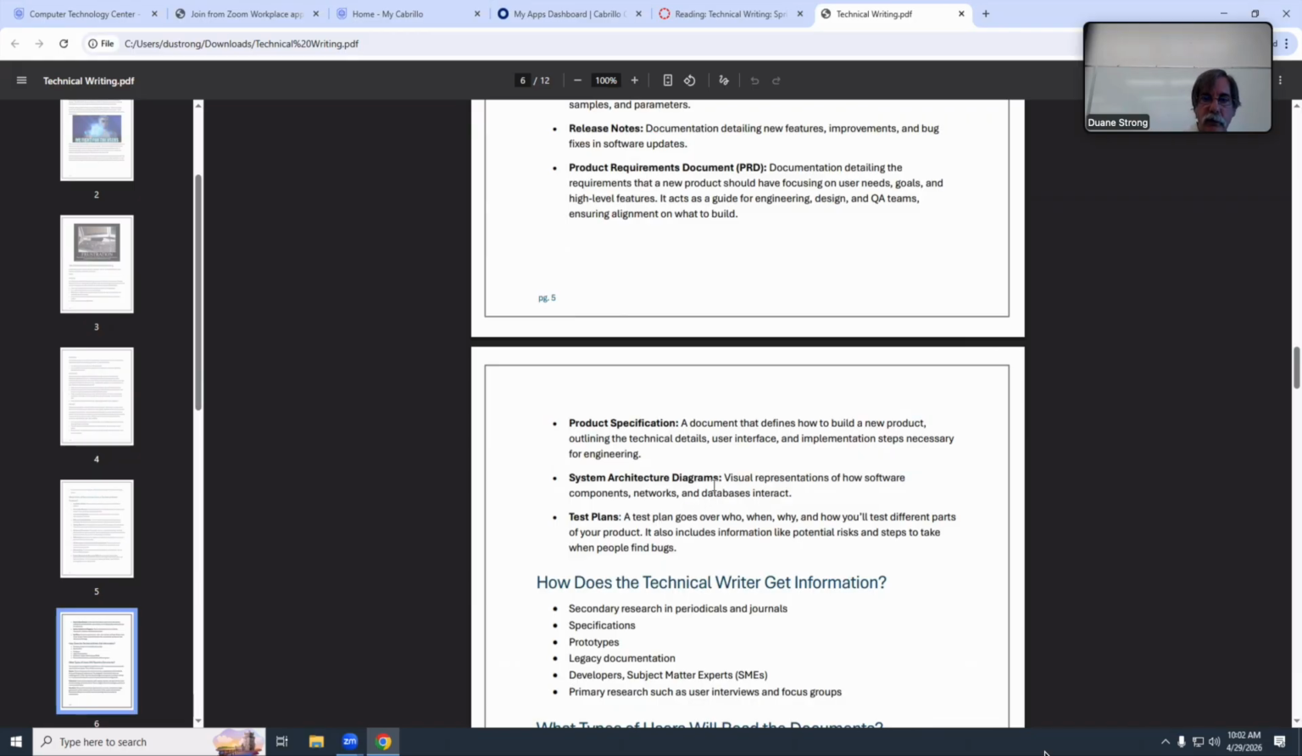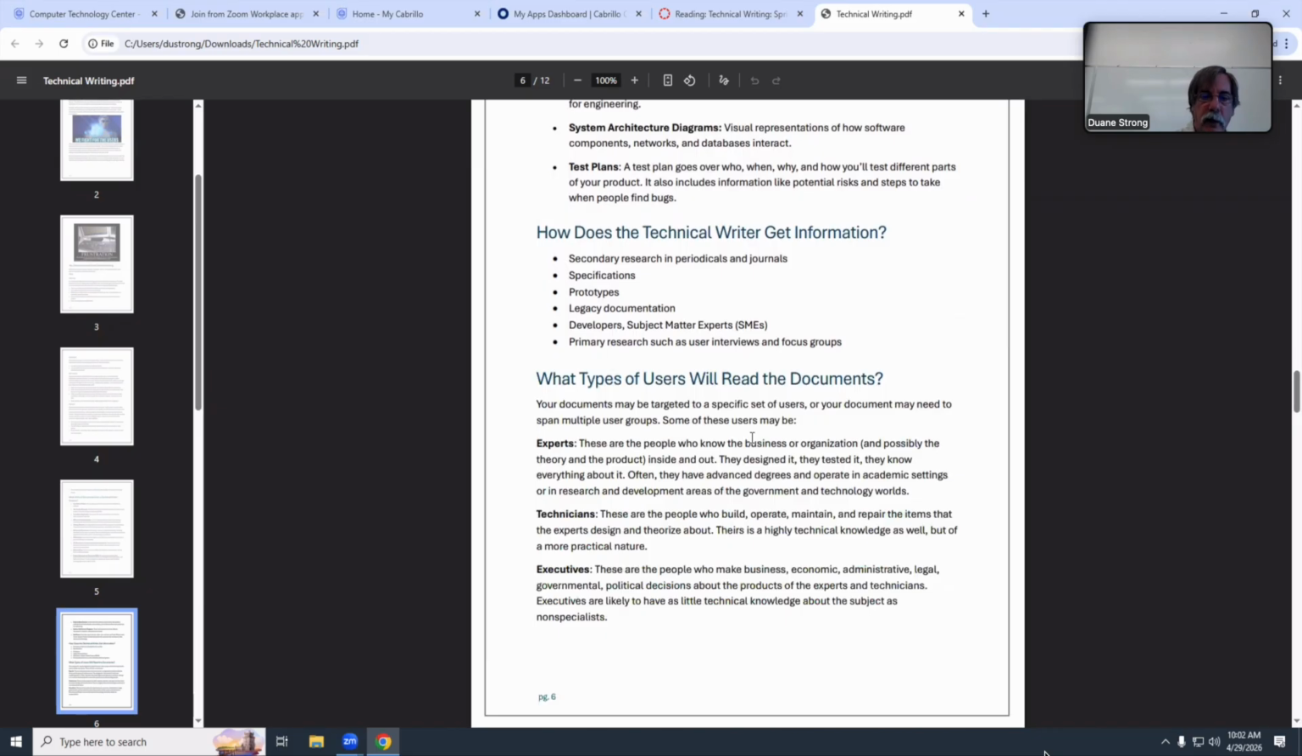Test plans are plans that the QA department uses to figure out, does this thing do what it's supposed to do according to the product specification? This is just some. There's many more, but these are the ones I thought were the most common.